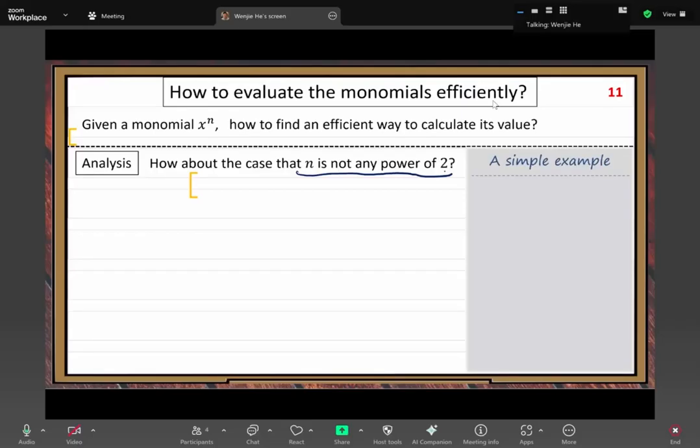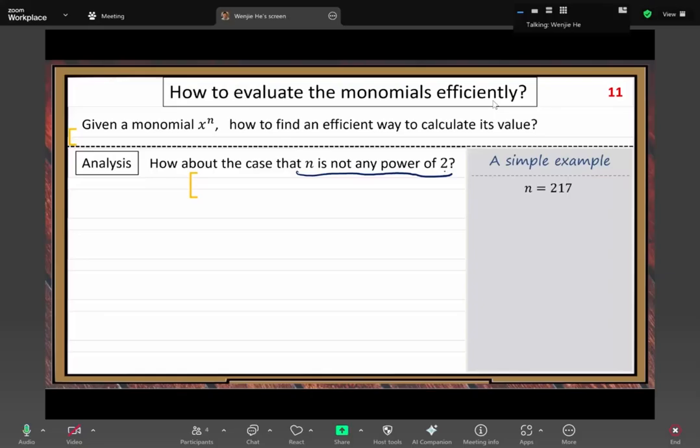When n is not a power of 2, we use the idea of reusing the resource. Try to reuse the resource: the intermediate calculation results. That's our computation resource. Here, I select n equals 217. Not a power of 2.